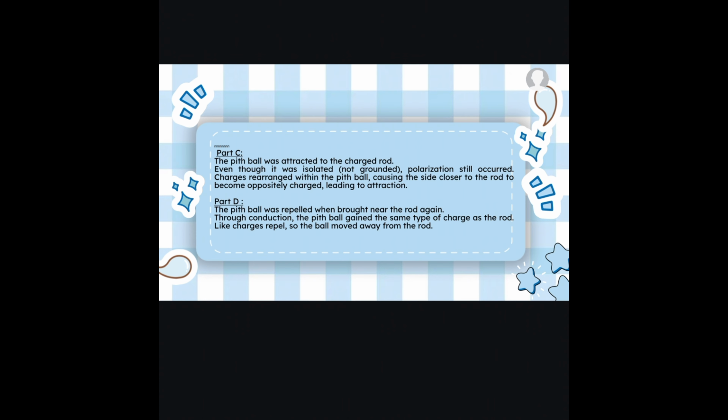For part C, the experiment with the pith ball, it was attracted to the charged rod. Polarization still occurred: the side closer to the rod became oppositely charged, which led to the attraction. And for the last part, part D, the pith ball repelled when it was brought near the rod again, and the ball moved away from the rod.